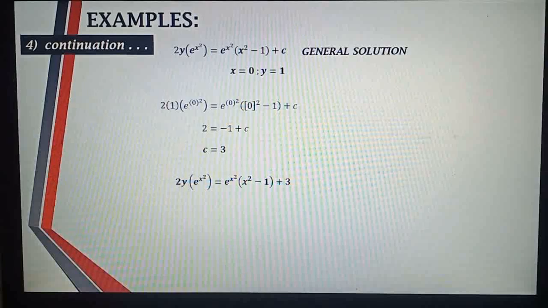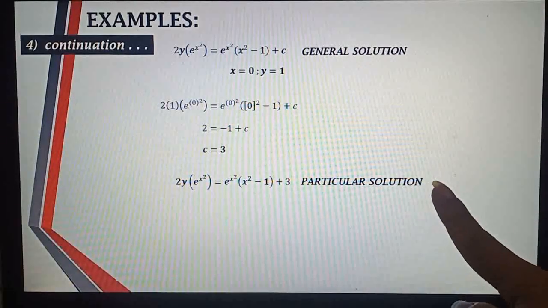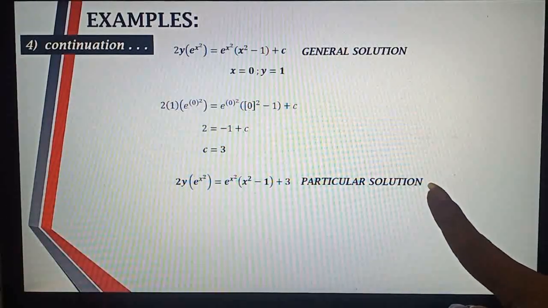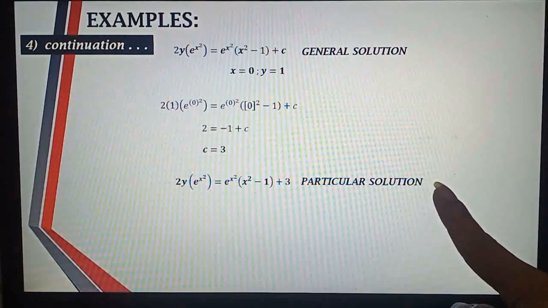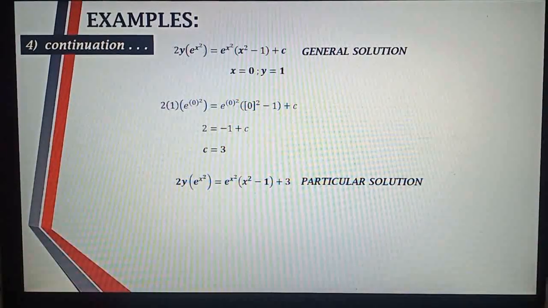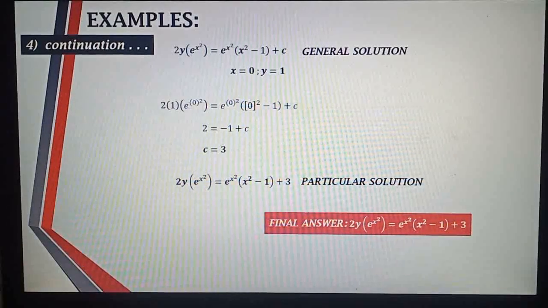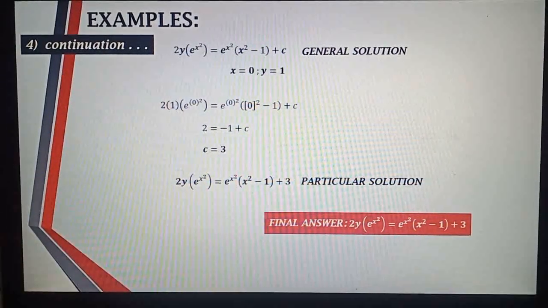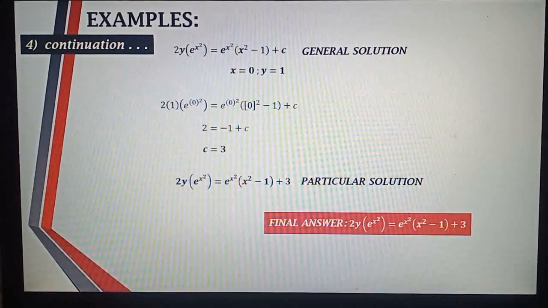Now, this is your particular solution since wala nang presence ng arbitrary constant c. Now, since this is your particular solution, this can be considered as your final answer, which is 2y of e raised to x squared equals e raised to x squared multiplied to x squared minus 1 plus 3.